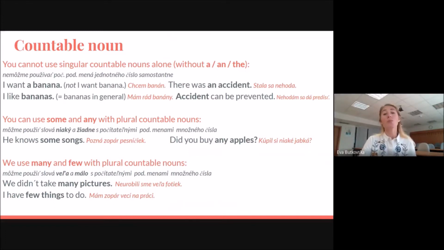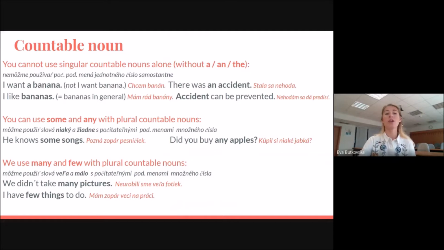Any we use mostly in questions. So did you buy any apples or bananas? I can always add it in front of it. We use the words many and few as well with countable nouns. So we didn't take many pictures. I'm talking about a lot of pictures, many pictures. And if I want to say the opposite, so few or little, we have few things to do. Remember, many and few go with countable nouns.